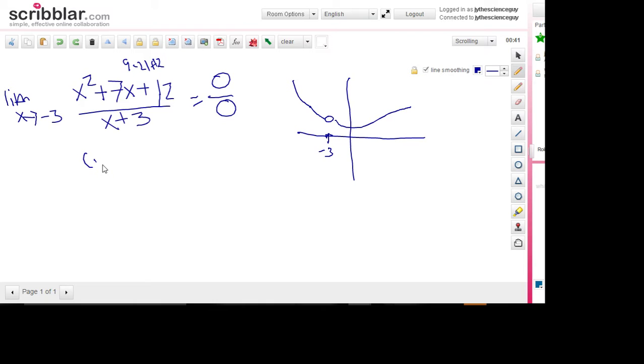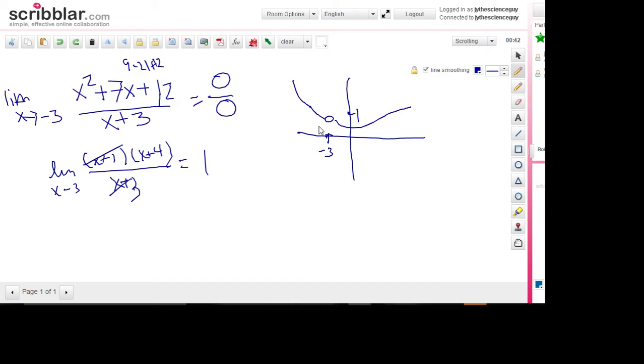So you get x plus 3 over x plus 4 divided by x plus 3. And then these two things cancel, and now you can actually stick in your limit. And so when you stick in your limit, what do you get? 1. And so this hole would be at 3, comma 1.